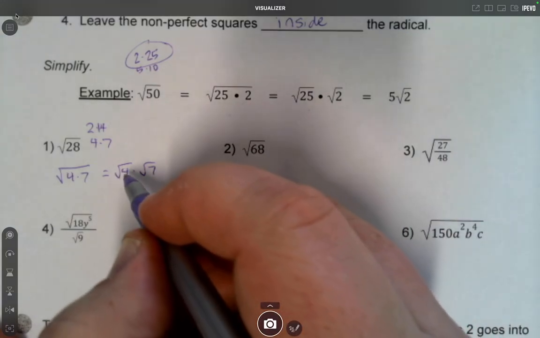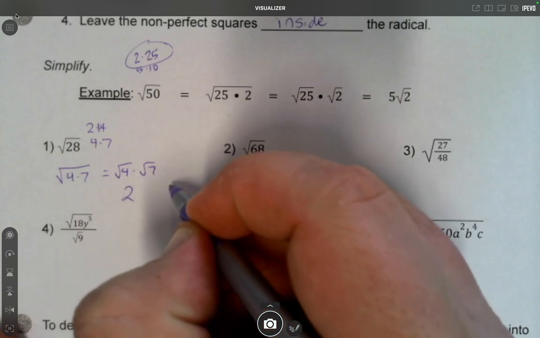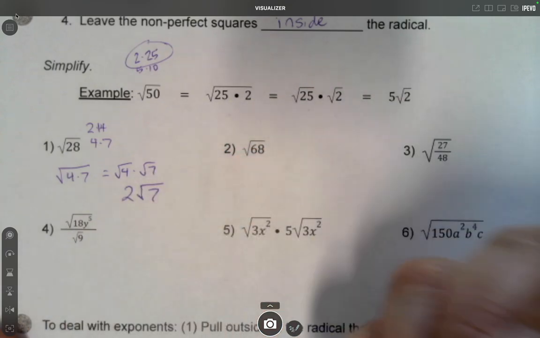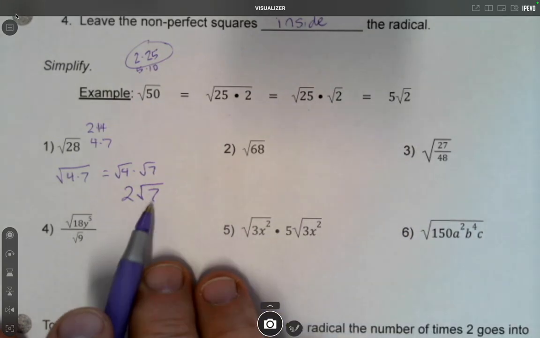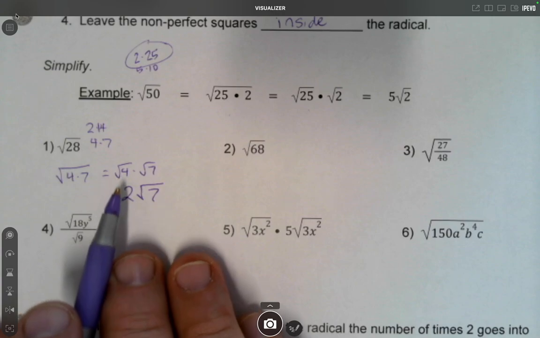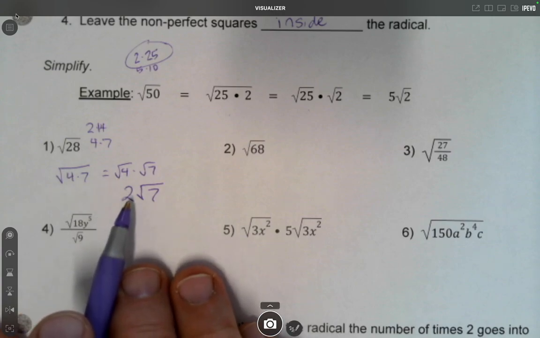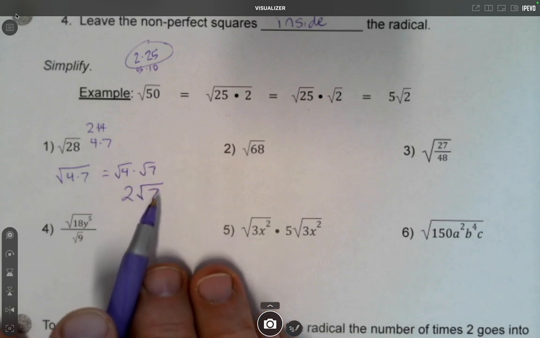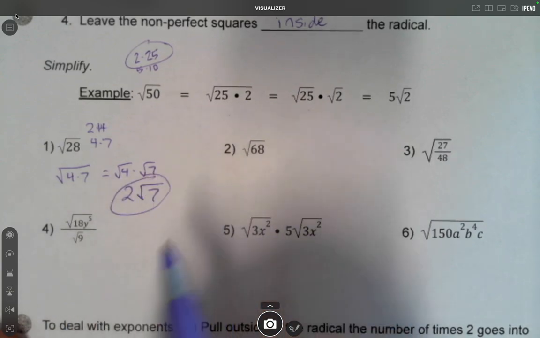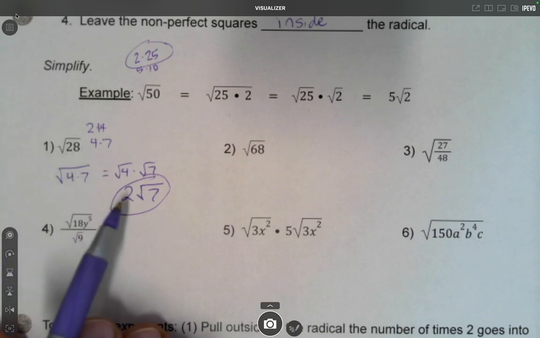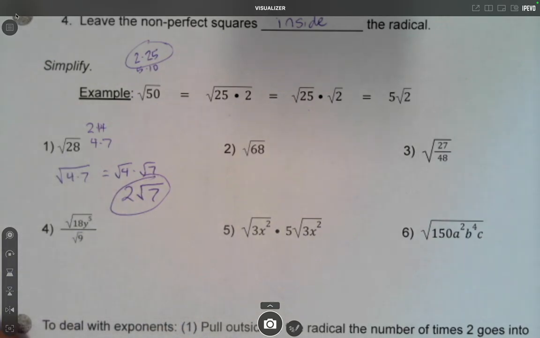And we can take the square root of 4, so we write it 2. We can't take the square root of 7, it's not a whole number, is what I'm saying when I say we can't. So we leave it inside. So the perfect square, we take the square root and put it outside the radical. The thing that's not a perfect square, we keep as it is and leave it inside the radical. So the square root of 28 is the same as 2 times the square root of 7.